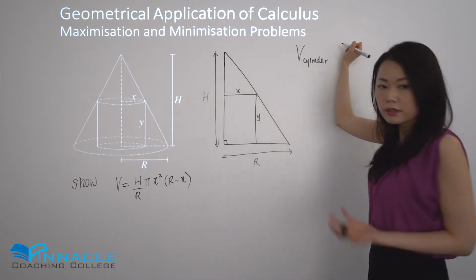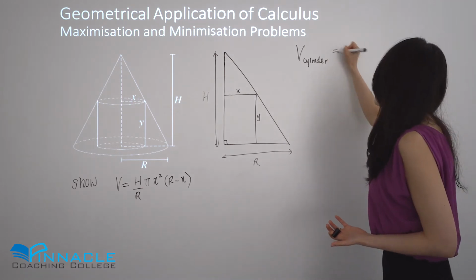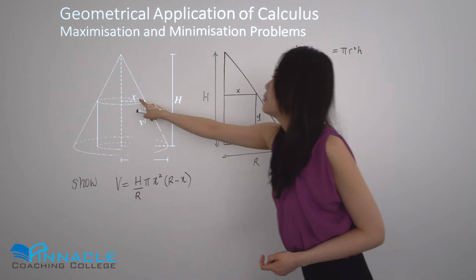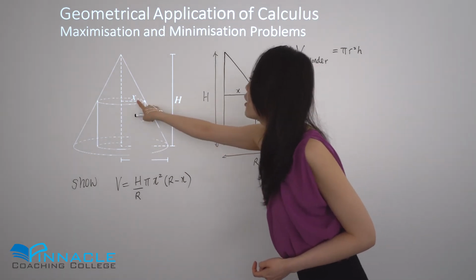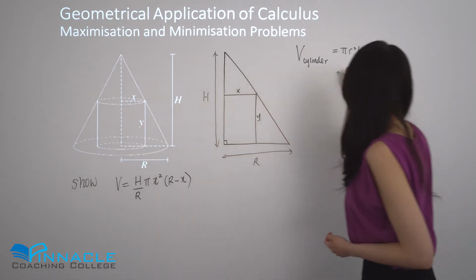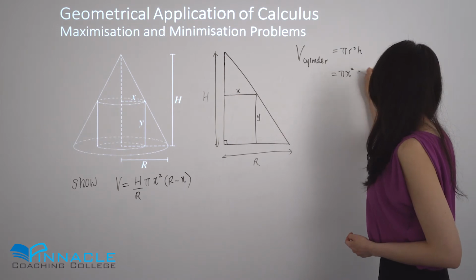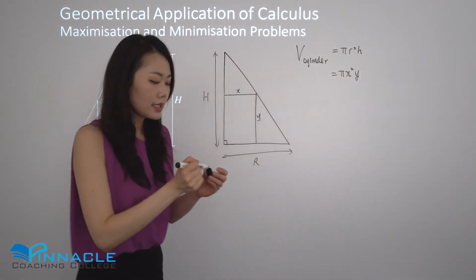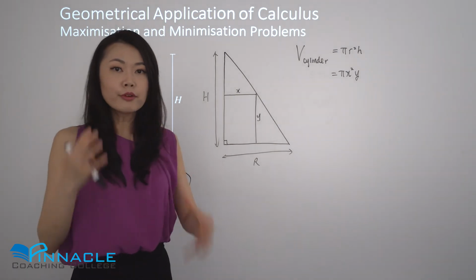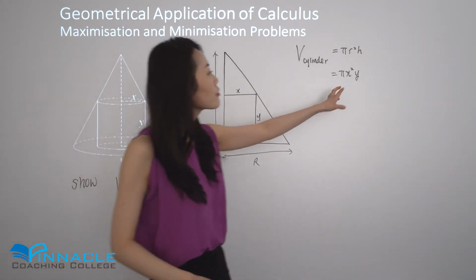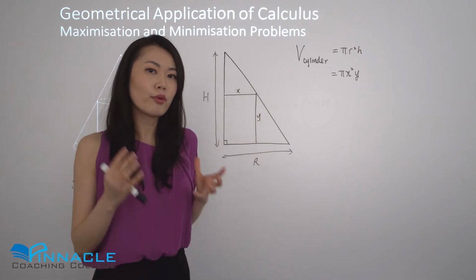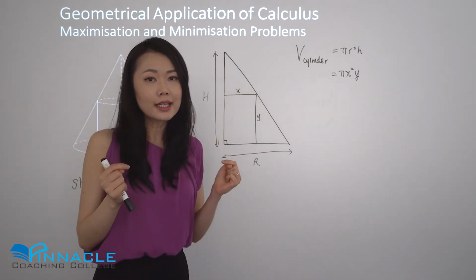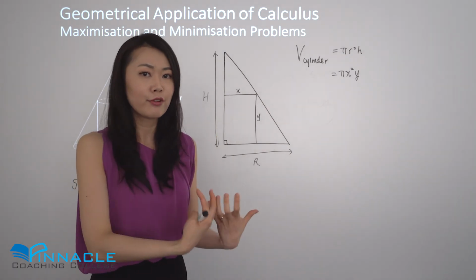And based on what we know, the volume of a cylinder is pi r squared h. So based on the dimensions given in the question, r is x, h is y, so pi x squared y. So this is what I meant when I said there could be multiple variables in the expression. So now you've got x and y. Yeah, that's a multiple variable expression. So you need something that links x and y together before you can go ahead and differentiate it.